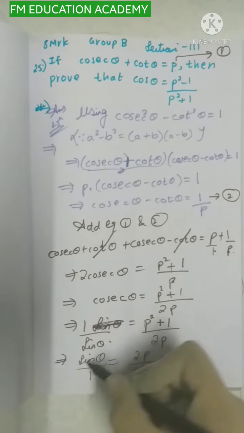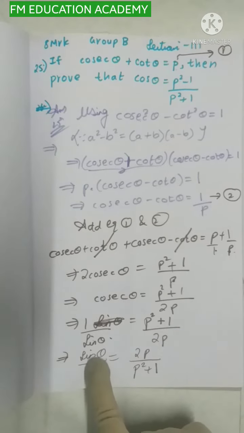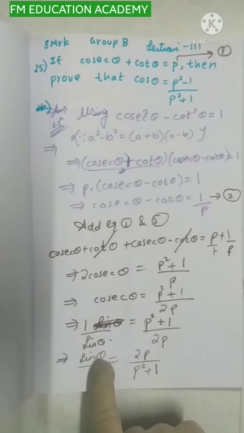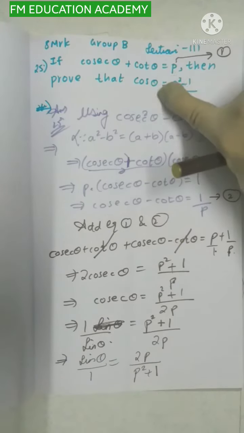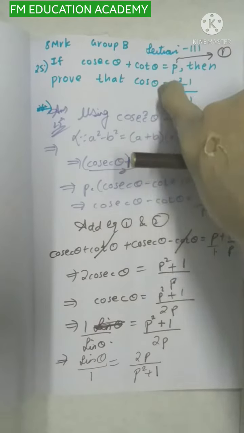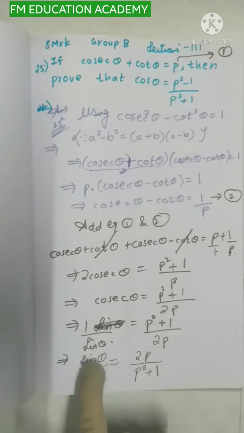Next, what to do? Square on both sides. See, why am I squaring on both sides? Because I know that sin square theta can be written as 1 minus cos square theta, and the answer which we require is cos theta. That is why, to write sin theta in terms of cos theta, first I will square on both sides so that sin theta becomes sin square theta, and then I can write that as 1 minus cos square theta.